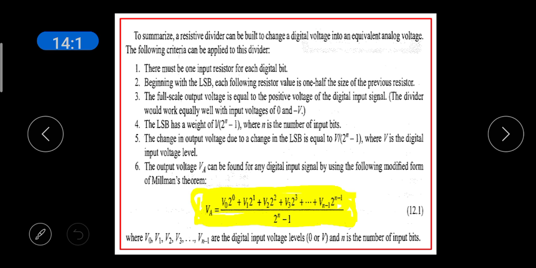The output voltage VA can be found for any digital input signal by using Millman's theorem. Now we have another formula for modified Millman's theorem, which is given as VA is equal to V0 into 2 power 0 plus V1 into 2 power 1 plus V2 into 2 power 2 and so on up to Vn minus 1 into 2 power n minus 1 divided by 2 power n minus 1. This formula can also be used to compute the analog output voltage for any digital input.